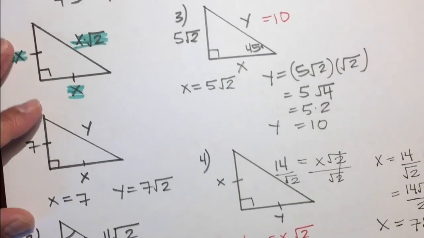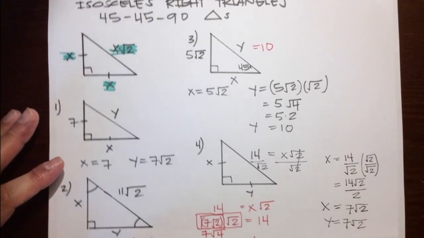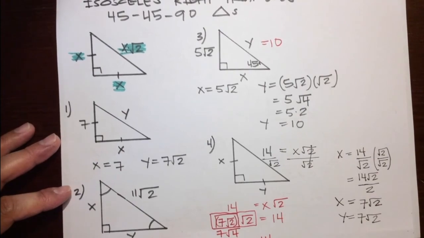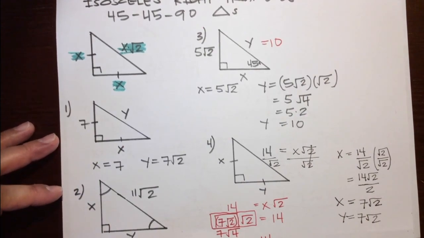All right, so yeah, here are the shortcuts for isosceles right triangles. Look at these right when you wake up in the morning, and look at these right when you go to sleep at night. And go over these with your mom and dad and say, hey, mom and dad, let's do these together.